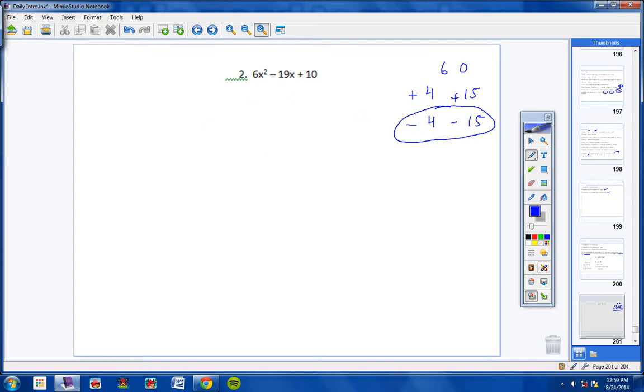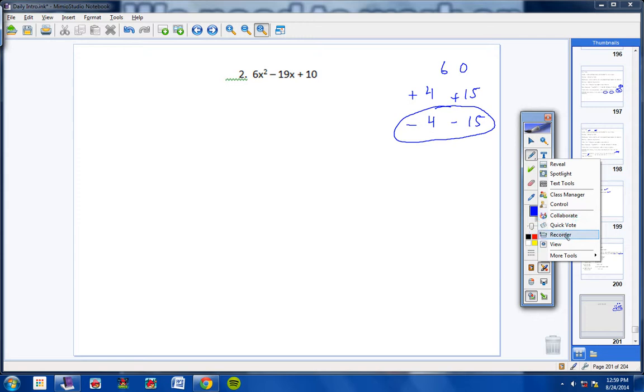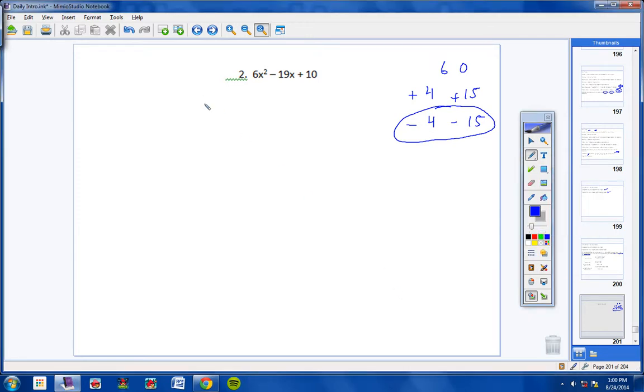So I'm going to bring down my first term, which is 6x squared, bring down my last term, which is 10, and then put a -4x and a -15x right in the middle from these two numbers right here. Now pull out what's common in these first two terms. You can pull out 1x from both of those. You can also factor out a 2. And so you're left over with 3x minus 2. Multiply this back through and you'll get 6x squared minus 4x.